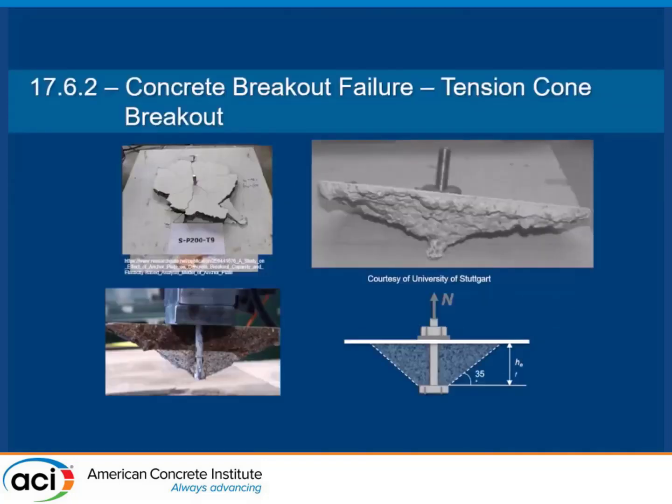When you do this a lot, concrete breakout, you can see that you got your 35-degree angle with a horizontal plane here, so you're starting to see that. You can see it's more of a circular breakout on top. Here's a case of a post-installed anchor. Once again, you're getting that nice 35-degree cone.